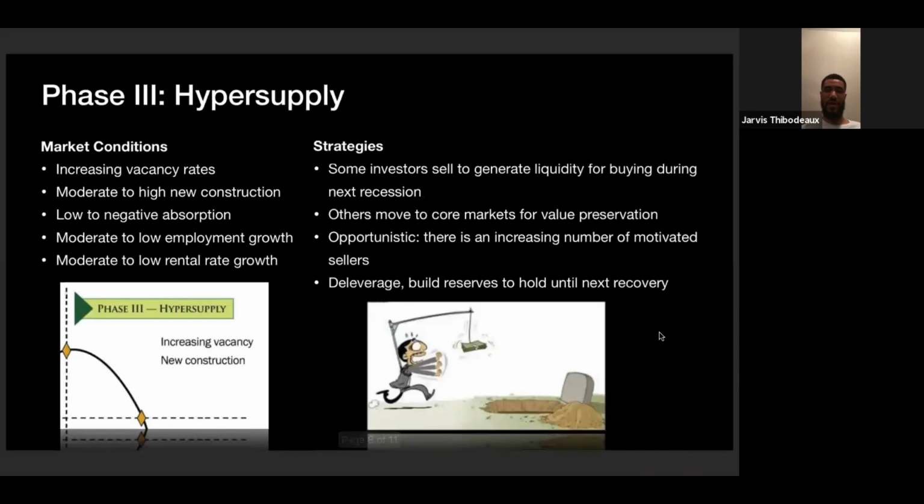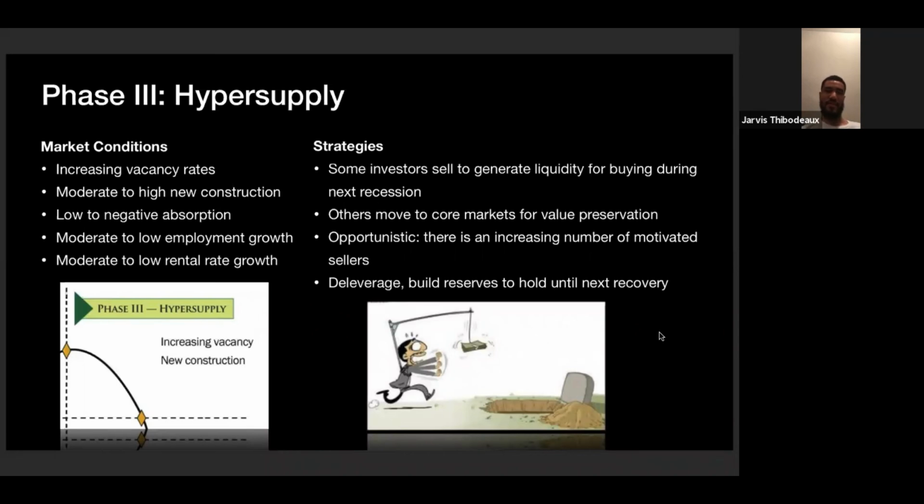In hypersupply, it's slowly starting to decline now. The absorption rate is now negative, so your vacant units are now becoming or staying vacant longer. You may have a higher vacancy rate. New construction is slowly starting to decline. A lot of people try to sell during this time, and you liquidate some assets and prepare for the recovery, so they can hit that slope going back up again.